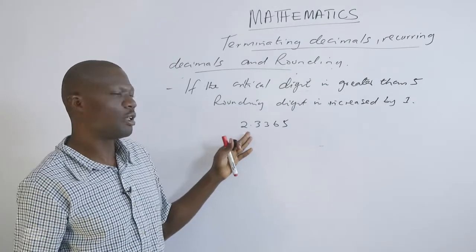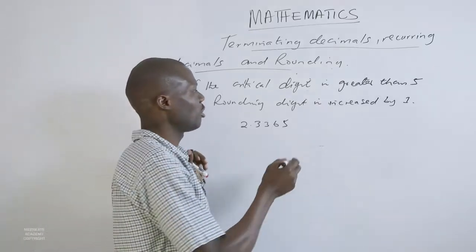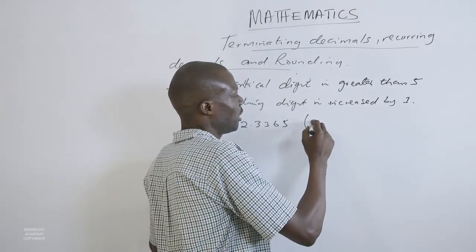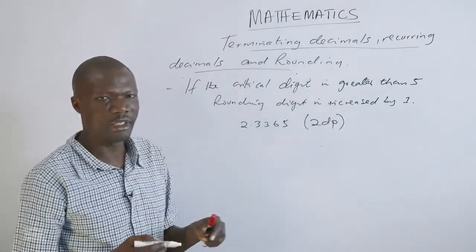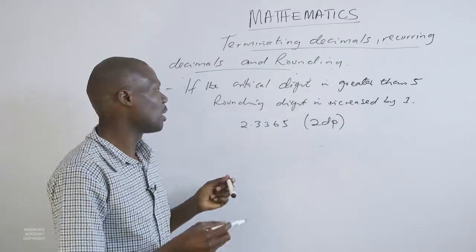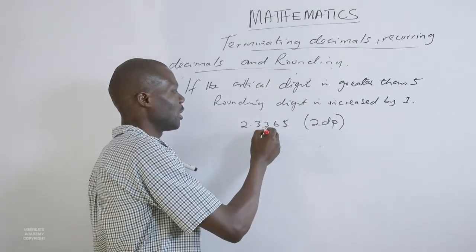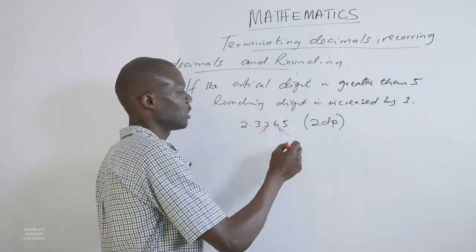Round off 2.3365 to the nearest, or correct to 2 decimal places. Here, our rounding digit is 3. Our critical digit is 6.